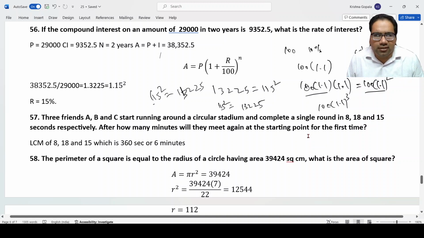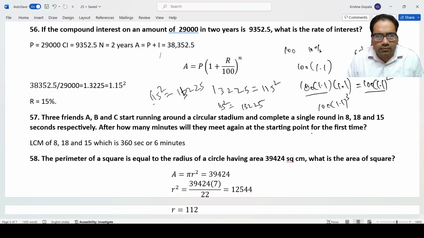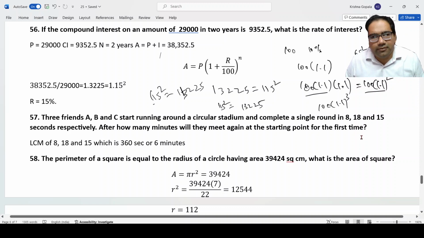Similarly, I take 30 minutes, you take 20 minutes, right? 30 and 20. Then after 60 minutes, we will again meet at the beginning, right? After 60 minutes. In 60 minutes, I would have finished two rounds, and you would have finished three rounds. And that's how we would meet at the beginning once again at 60 minutes.